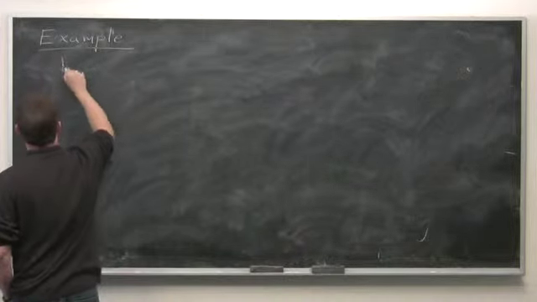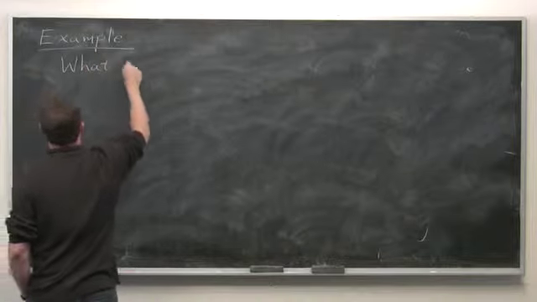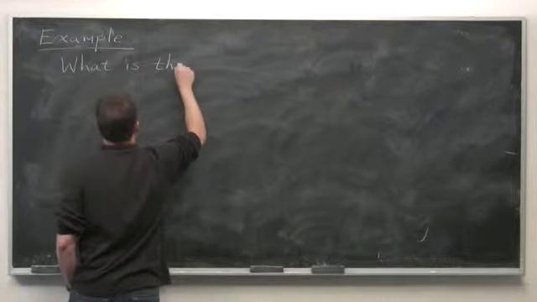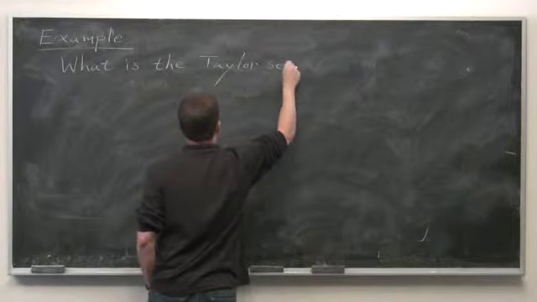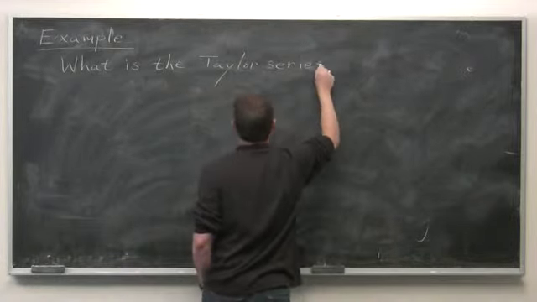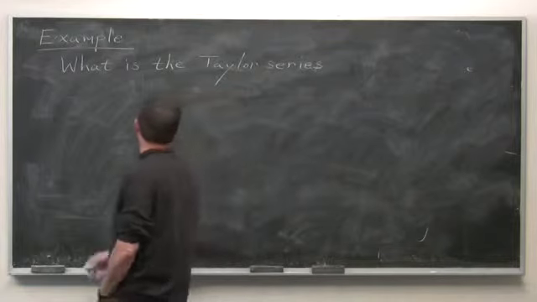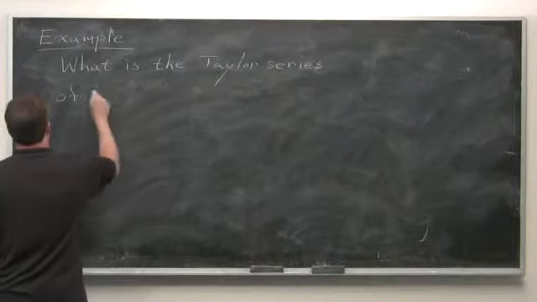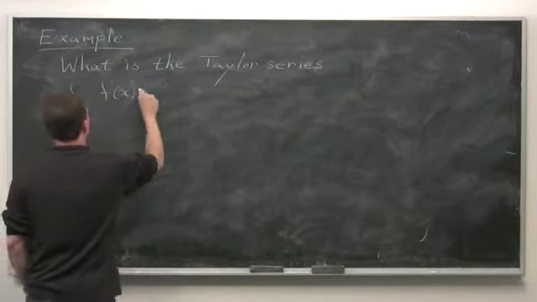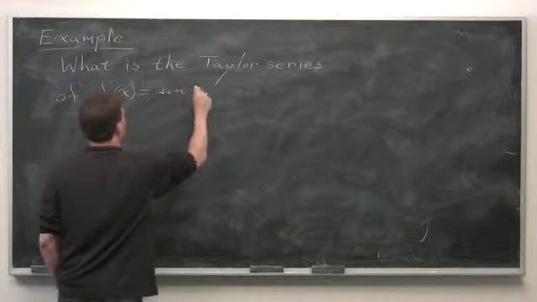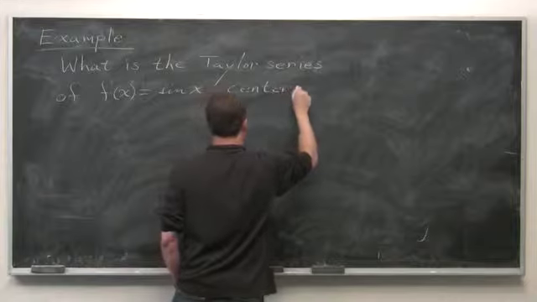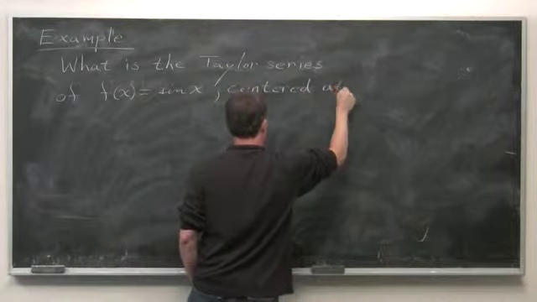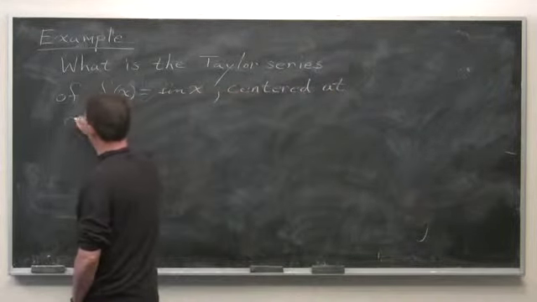So what is the Taylor series? Series just means we're going to say what every term of every Taylor polynomial looks like. What is the Taylor series of f of x equals sine of x centered at pi over 2? So not at 0 this time, just to be different. But we're going to center it at pi over 2.